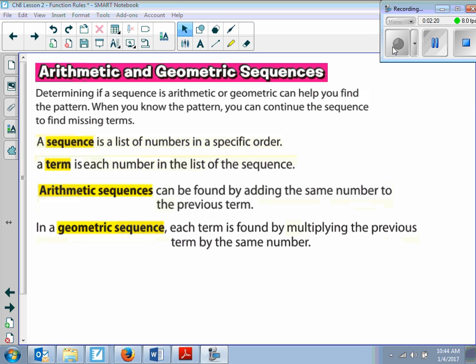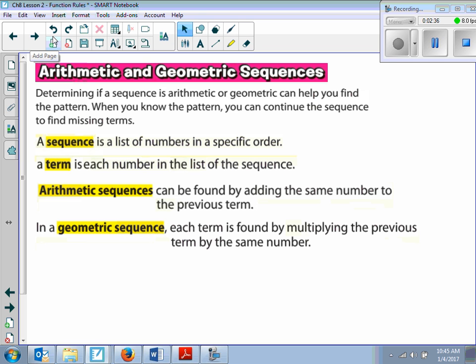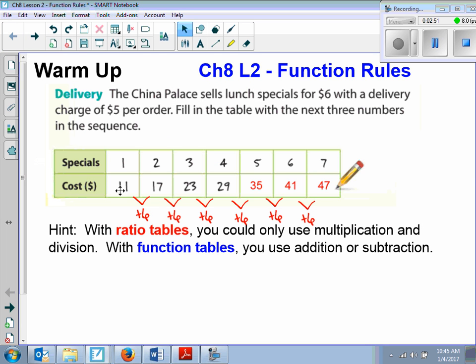So a sequence is a list of numbers in a specific order. Just like in our warm-up, let me go back real quick. In our warm-up, this is a sequence because it is a list of numbers in a specific order. Now, a term is each number in the list of the sequence. So a term here, 11 is a term. 17 is a term. 23 is a term. If you look at the numbers on top up here, this tells you which term it is. So 11 is the first term. You see that? 17 is the second term, and so forth. You got that? Yes. Okay.